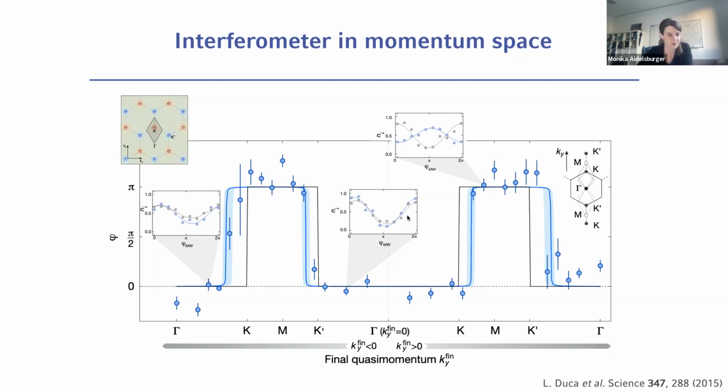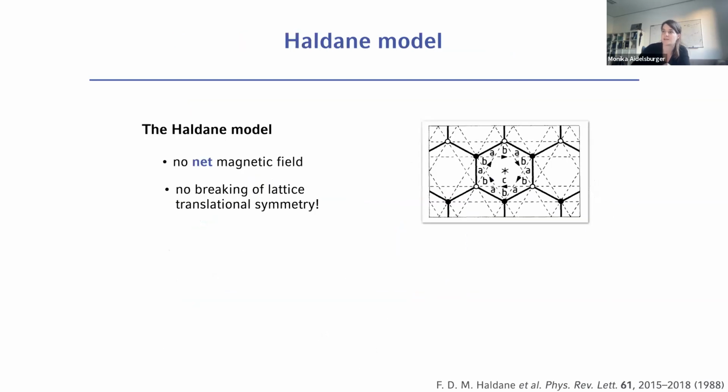Okay, so this actually works very nicely. In principle, we can build these little interferometry sequences in order to map out the geometric properties of the band. Okay, but this is all now about the graphene dispersion, where we have these band touching points between the two subbands. So the question is, how can we actually make this model topological?